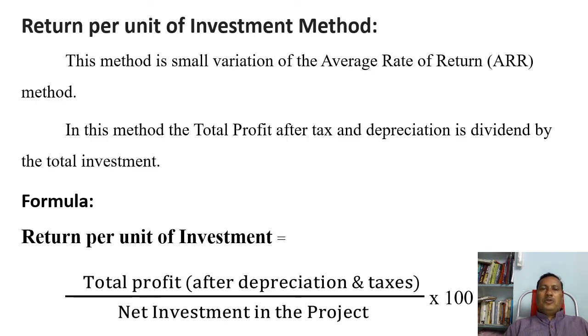The return per unit of investment method. This method has a small variation from the average rate of return, just a slight change in the formula. In this method, the total profit after tax and depreciation is divided by the total investment. Return per unit of investment is equal to total profit after depreciation and taxes divided by net investment in the project into 100.